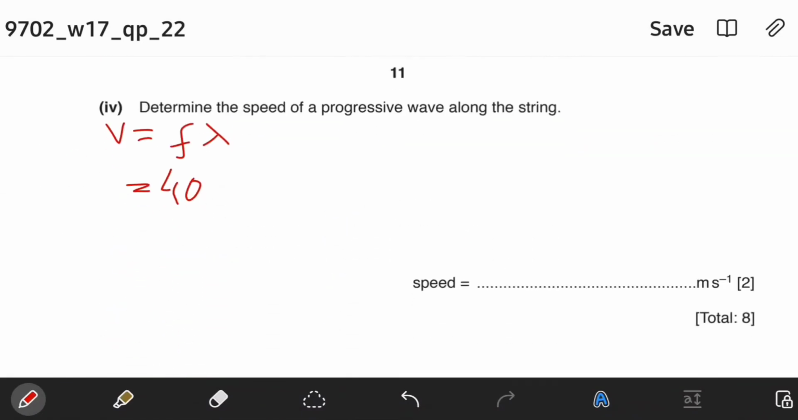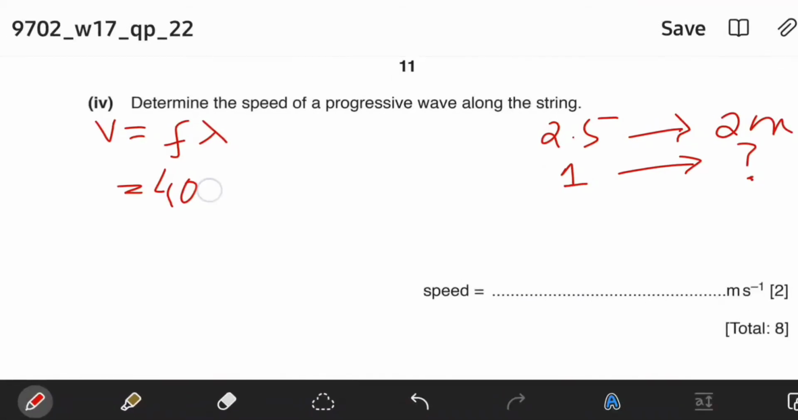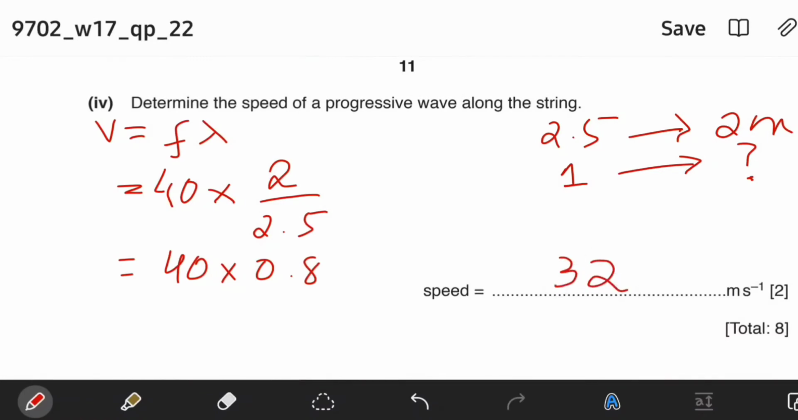So you know that if for 2.5 waves the length is 2 meters, then how much for 1 wave? You just need to divide to get the answer. Divide 2 by 2.5 to get the wavelength, and it will come out to be 0.8. And after doing the calculation, the answer is 32.